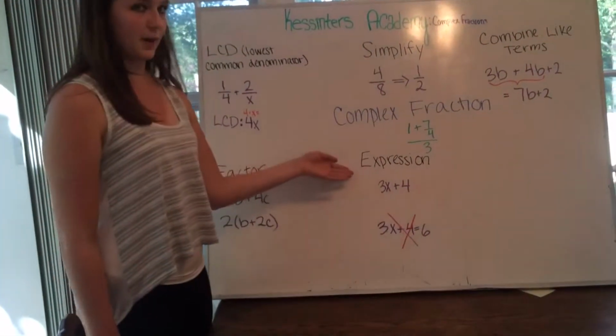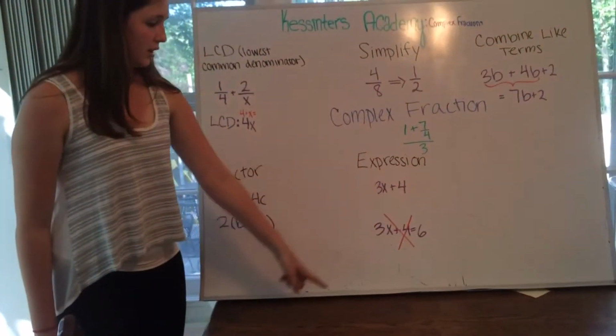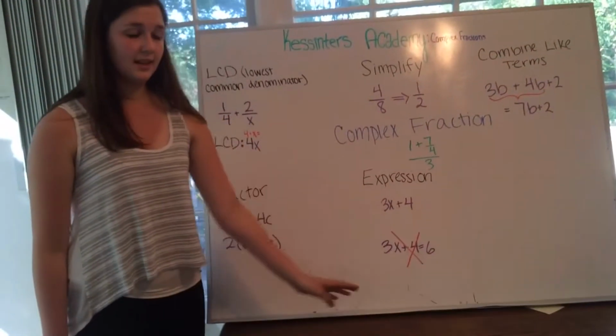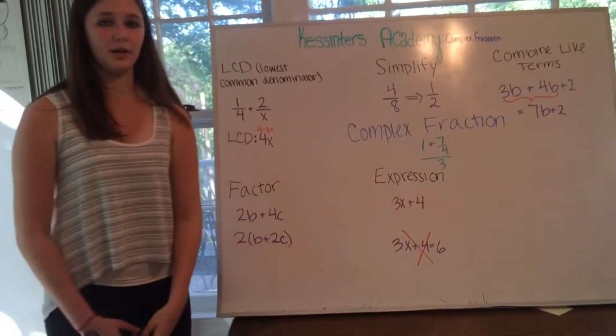The final one is expression. Expression is a math term that means it's not an equation, so it can't have an equal sign. Like this has 3x plus 4 equals 6. That's an equation, it's not an expression. 3x plus 4 is an example of an expression.